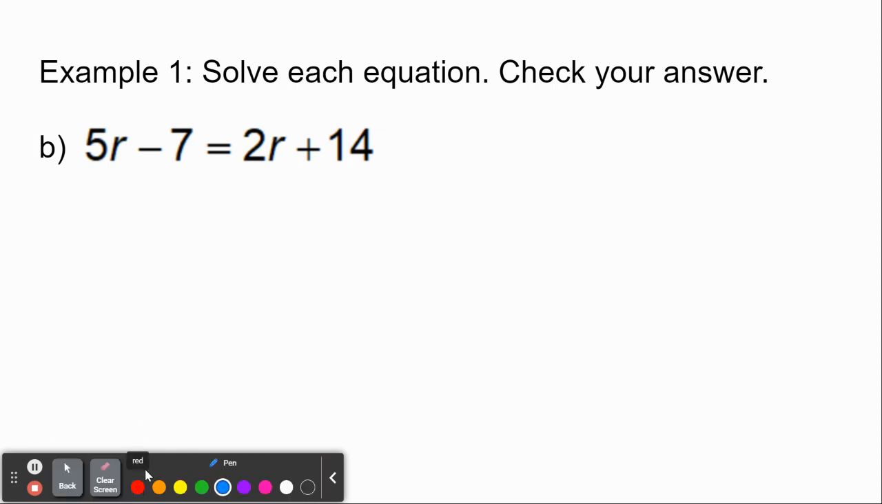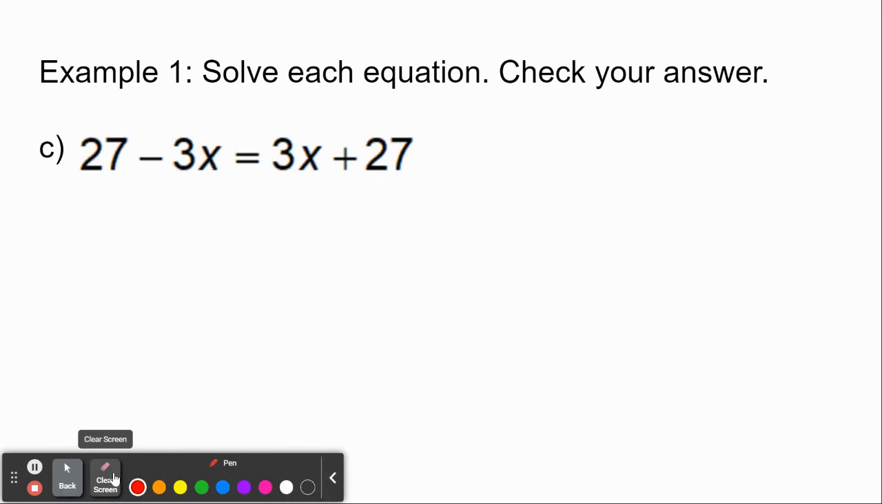Okay, last but not least, one of these. Here we go. Okay, so 27 minus 3x equals 3x plus 27. Wow, so the left and right side look pretty darn similar, right? So let's draw my line. No parentheses, so no distribution. No like terms on the left or right side to combine.